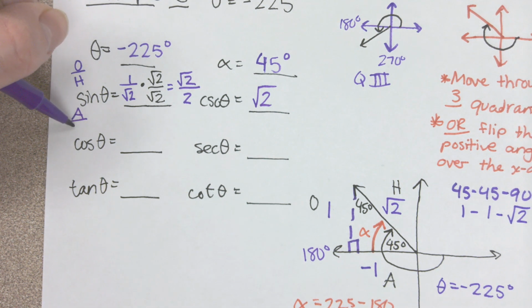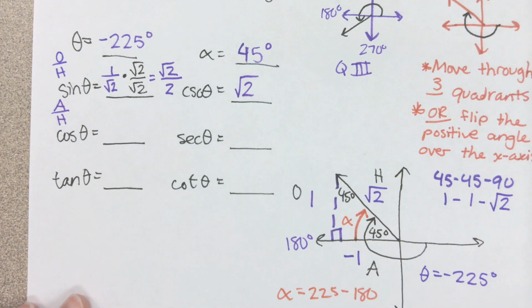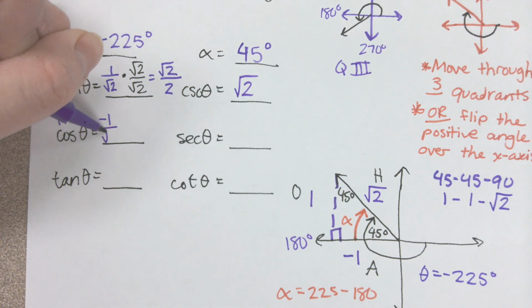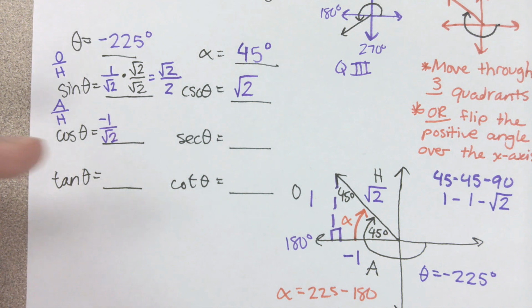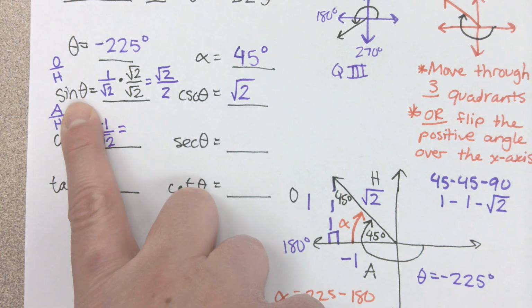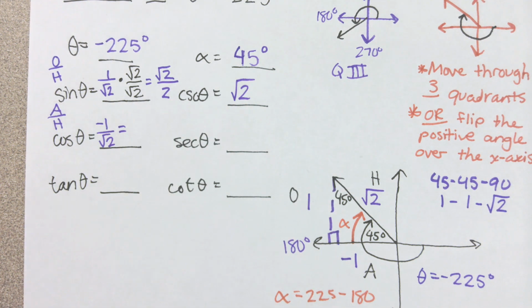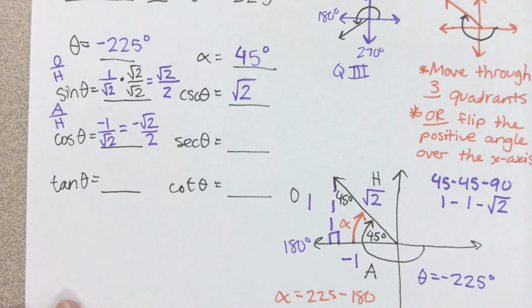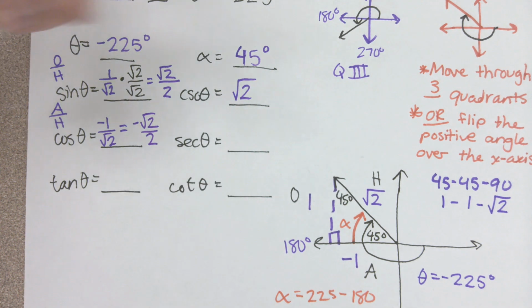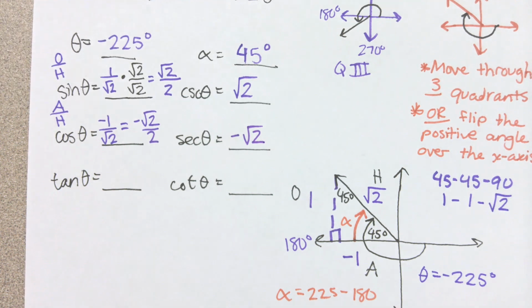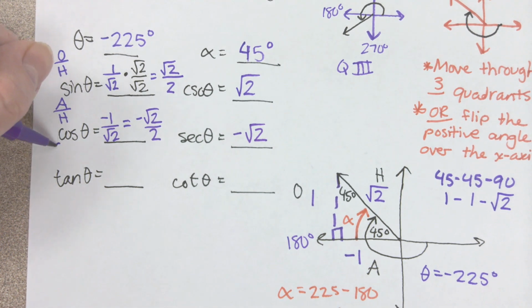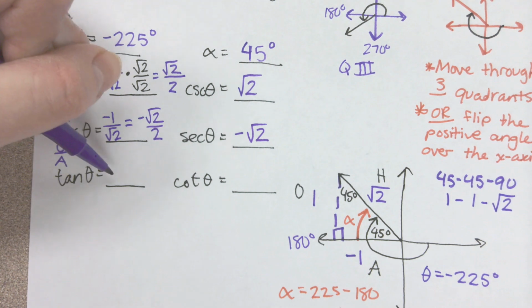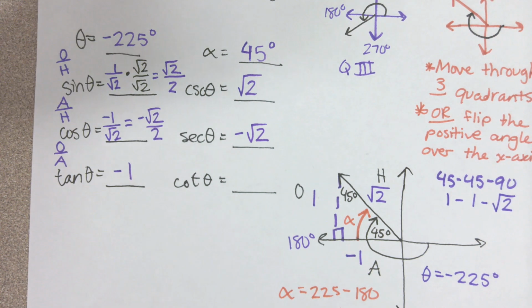Cosine, A over H. So that's negative 1 over rad 2. And if you don't mind, I'm going to skip showing that step because it's going to be just like the sine number, except it's going to have a negative on it. Negative rad 2 over 2. Secant, flip the original. That's negative rad 2. Tangent, O over A. We have 1 over negative 1, so it's negative 1. And if I were to flip that, that would still be negative 1.